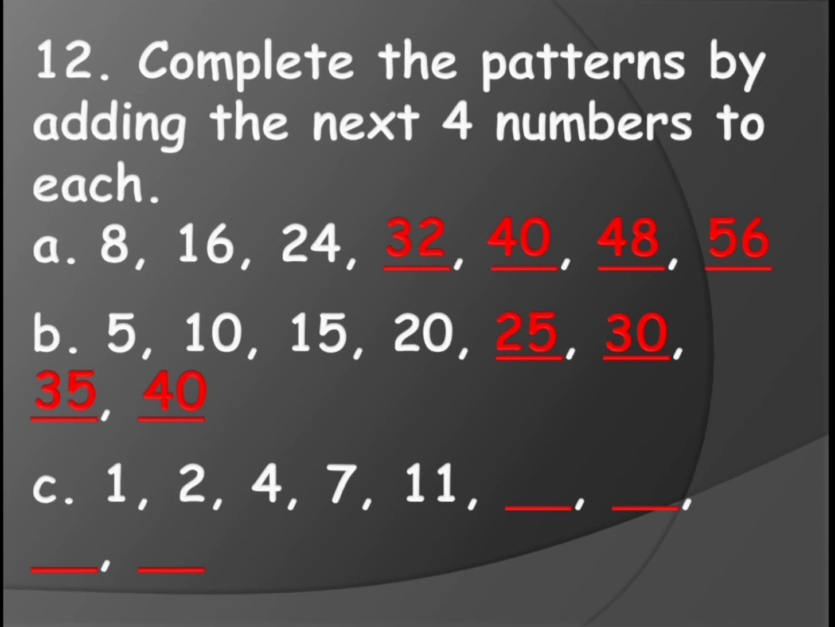So 1, 2, 4, 7, 11, and there are 4 dashes where you need to write the next 4 numbers. So if you see this pattern, children, 1 plus 1 will give us 2. 2 plus 2 gives us 4. So if you add 3, 4 plus 3 gives us 7. 7 plus 4 gives us 11. Okay. If you want, you can check. 1 plus 1 is 2. Yes. 2 plus 2 is 4. 4 plus 3 is 4, 5, 6, 7. 7 plus 4 is 11. 7, 8, 9, 10, 11.